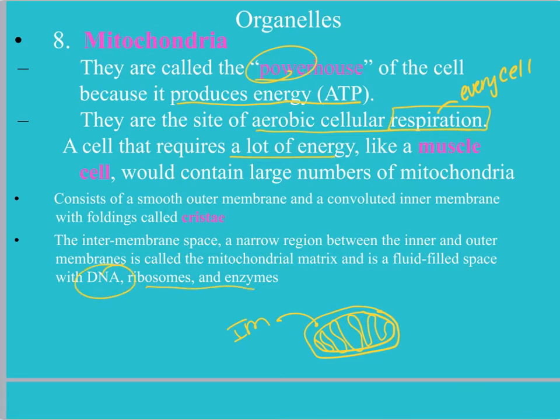they also have ribosomes and enzymes. So there are some theories of evolution that believe that prokaryotic cells ate, or engulfed, or phagocytosed another cell, and that other cell might have been mitochondria, and that's why mitochondria have their own DNA. So there is a theory out there that talks about that, and we'll learn about that when we get to evolution.